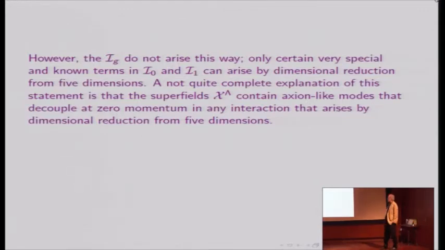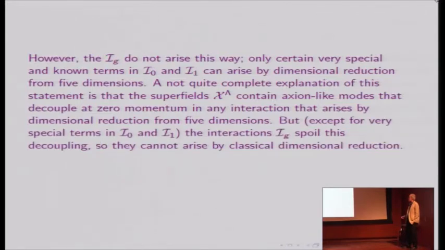I won't give a complete explanation of why the IG can't come from 5 dimensions, but a partial explanation that at least is short is this. The superfields X lambda contain axion-like modes that decouple at 0 momentum in any interaction that arises by dimensional reductions from 5 dimensions. But the interactions IG spoil this decoupling, so they can't arise by classical dimensional reduction.